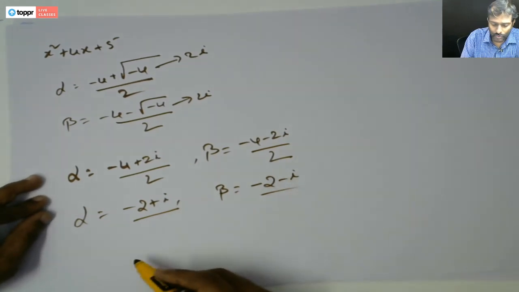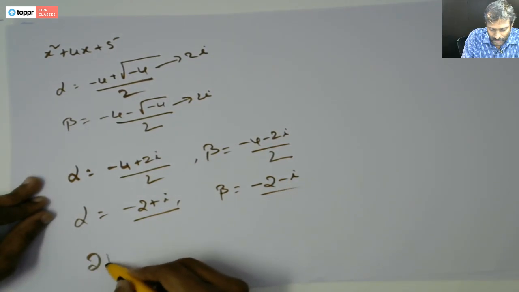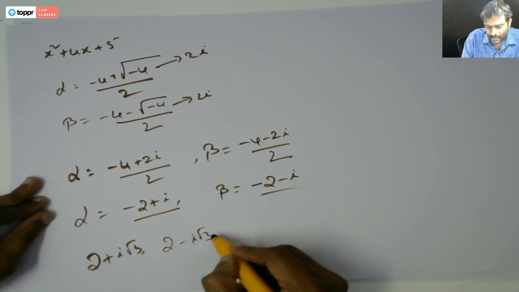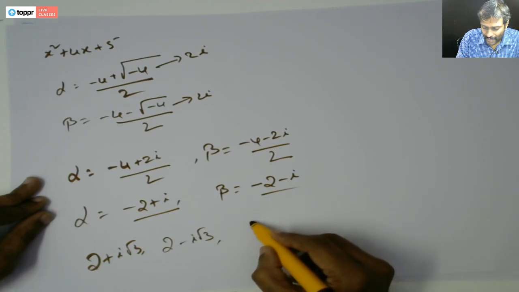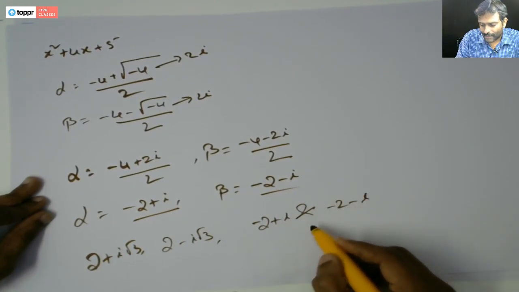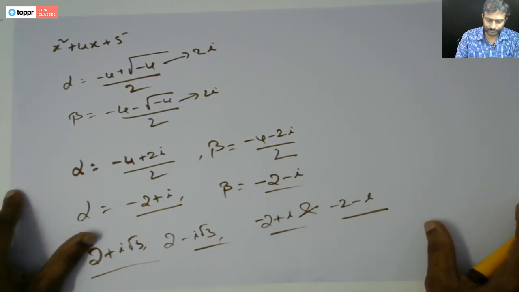So what are the four roots we have here? The four roots of the given equation are 2 plus i root 3, that is given to us. Then 2 minus i root 3 is also a root. And then we have minus 2 plus i and minus 2 minus i. These are the four roots of the given equation.